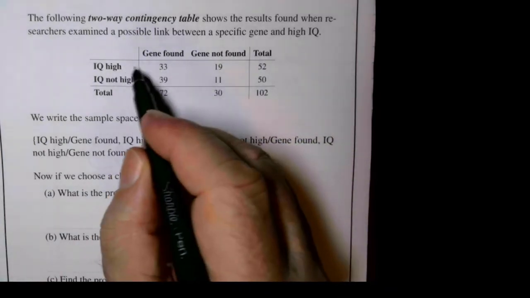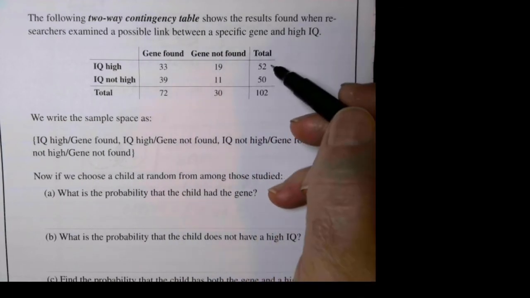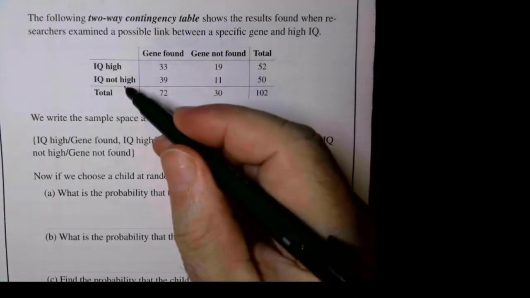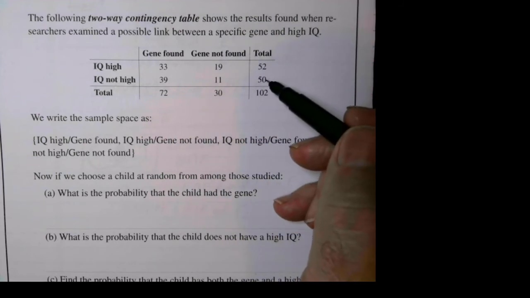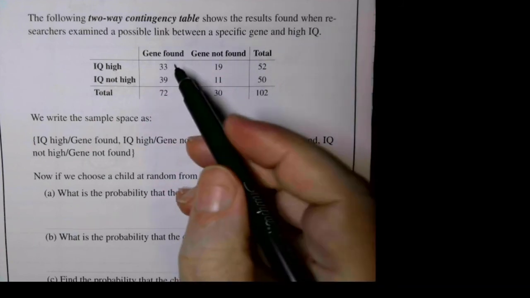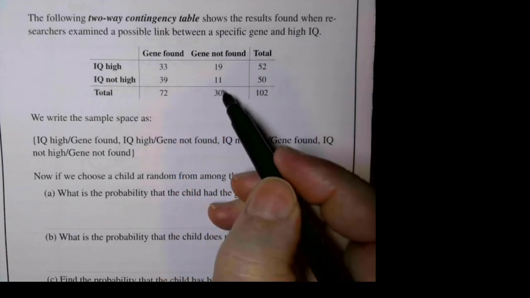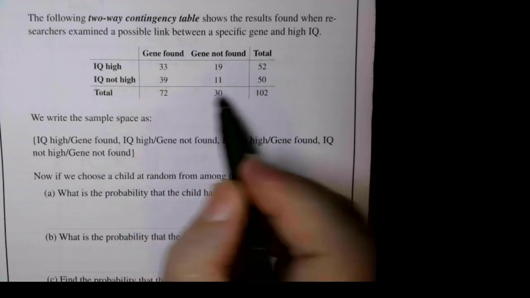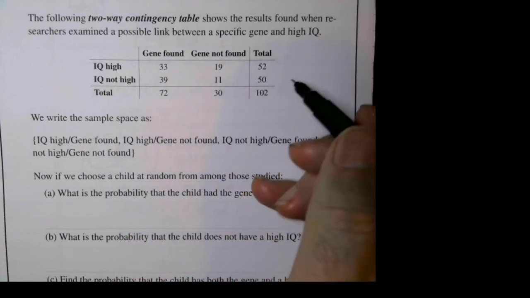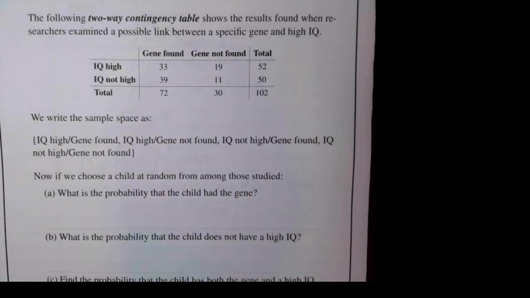It turns out the total here is 52. That means there were 52 people with high IQs and 50 people whose IQs were not considered high. And so there must have been a total of 102 people altogether. Similarly, 72 had the gene and 30 didn't, and these numbers also add to 102, and of course they have to. That also means that there were 102 people in this study altogether.